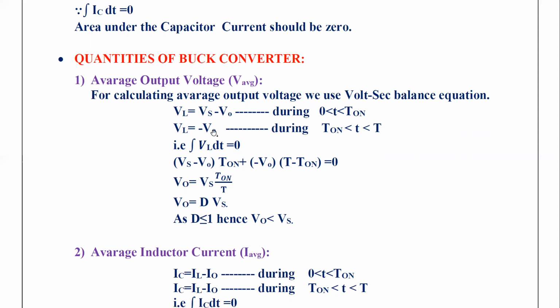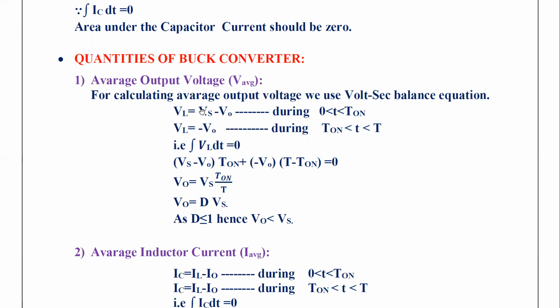So volt second is nothing but voltage into second. Voltage into second during turn on plus voltage into second during turn off should be equal to 0. This is the meaning of this equation. Integration of all the voltage and second of an inductor is equal to 0. Integration of VL dt, volt second. Integration means what? During turn on to turn off.